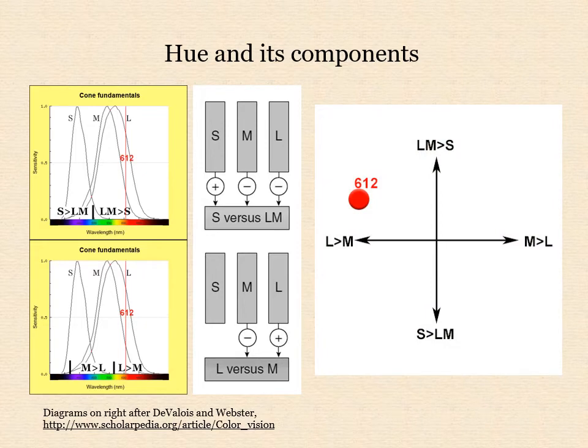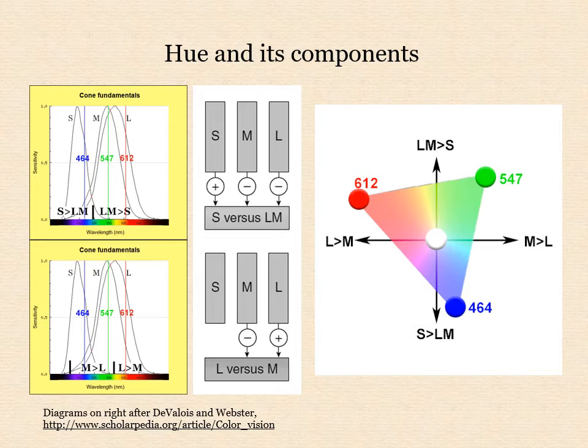So, a long wavelength or red screen phosphor would generate L greater than M and LM greater than S cone opponent signals. A middle wavelength or green phosphor would generate M greater than L and LM greater than S cone opponent signals. And a short wavelength or blue phosphor would generate M greater than L and S greater than LM cone opponent signals. In a certain proportion, these three lights could balance both cone opponent signals at zero, and in other proportions can generate a wide range of combinations of cone opponent signals that we ultimately experience as the wide range of colours that we see on our screens.